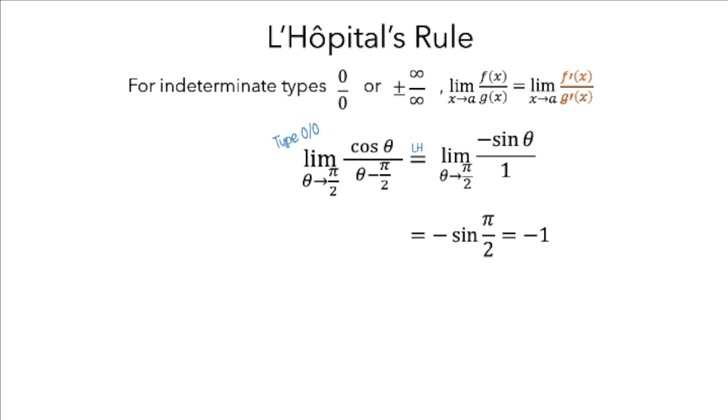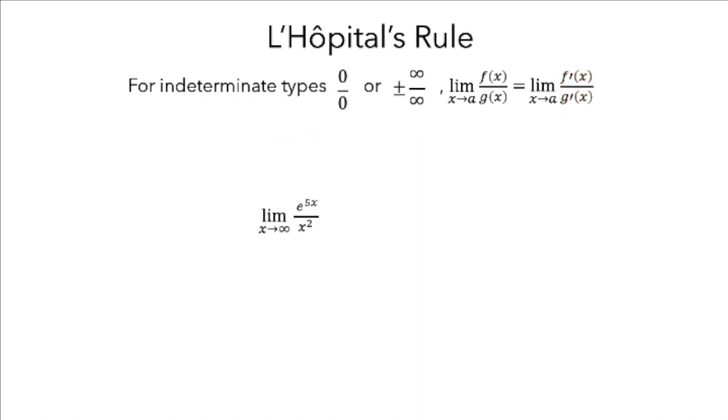Let's look at another example. Here's a limit as x goes to infinity of e to the 5x power over x to the second power. Now, if we look at the numerator, this gets larger without bound as x goes to infinity. Similarly, if we look at the denominator, this gets larger without bound as x goes to infinity. So this limit is indeterminate type infinity over infinity. And both the numerator and denominator are differentiable.